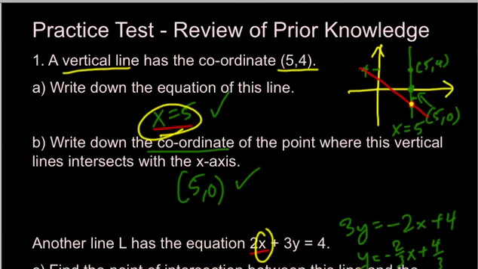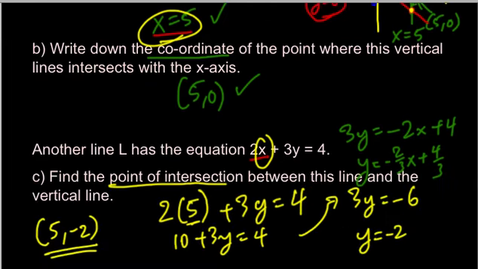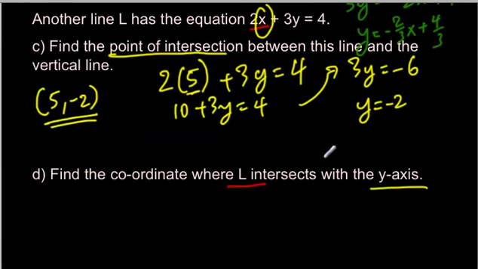So if a vertical line is expressed by x equals 5, the y-axis itself, since it goes through the point 0, is expressed by x equals 0. That's how we write the y-axis. And if we were writing the x-axis, for example, the x-axis itself is y equals 0. But anyways, we don't need to deal with the x-axis. The question said the y-axis. So even though it says y-axis, we write the equation of the y-axis as x equals 0. So all we have to do here is find the coordinate where L intersects the y-axis.